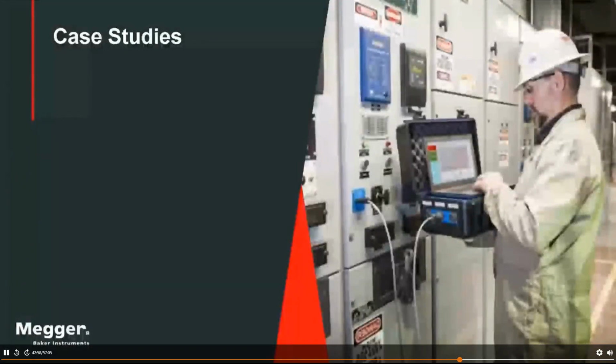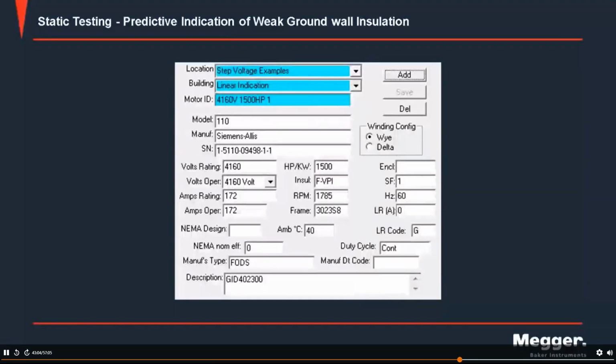All right, so let's take a look, real quickly, at a couple of cases, one for static, one for dynamic, and then we'll wrap up. And if you guys have any questions for me, we can get some of those done with the time that we have left. So this particular case, we have a 4160 volt motor, 1500 horsepower.